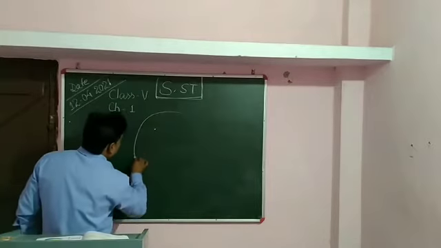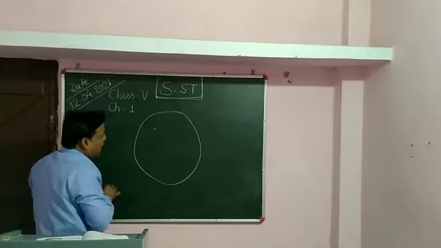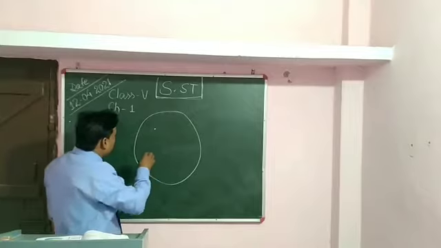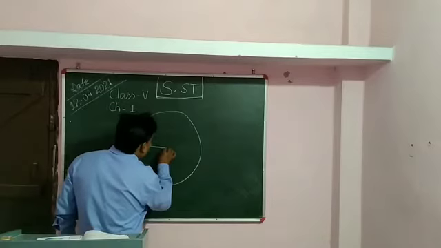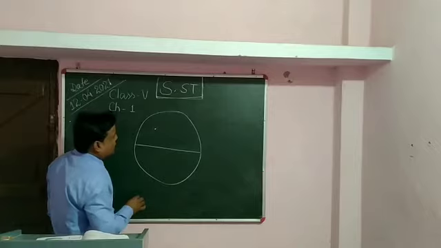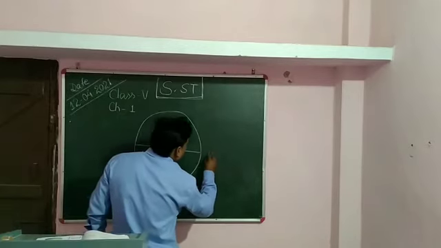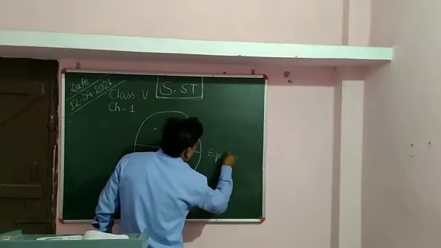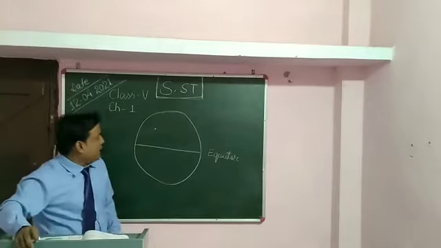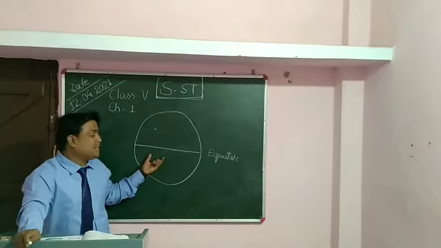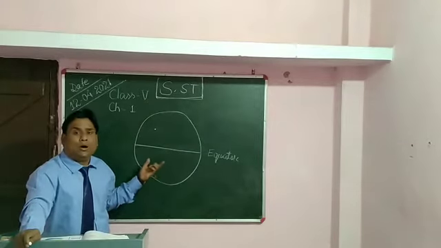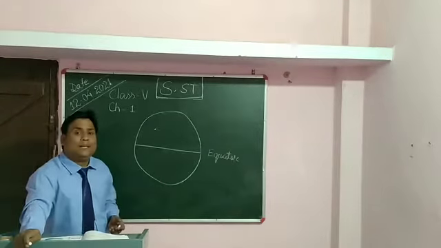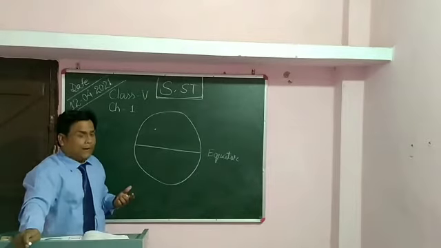Suppose that this is a globe, and as we all know, the imaginary line that divides the earth into two equal halves is known as the equator. This is the equator. This is not a real line on the earth, but an imaginary line that divides the earth into two equal halves.